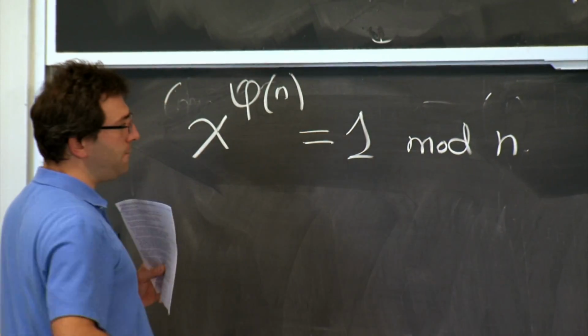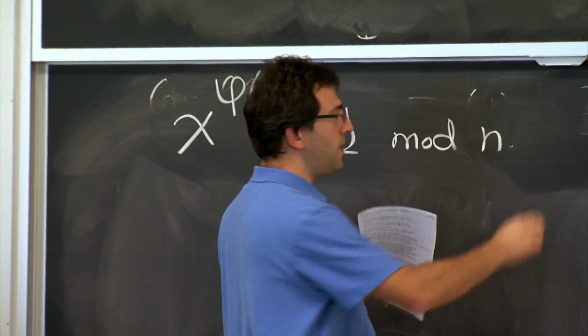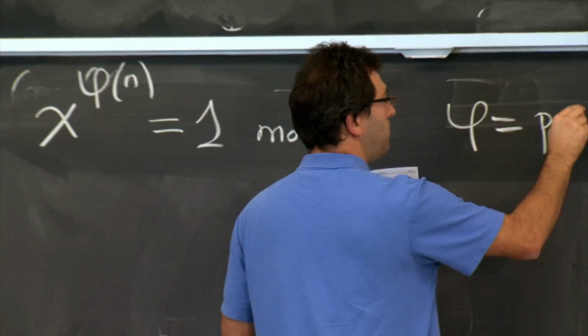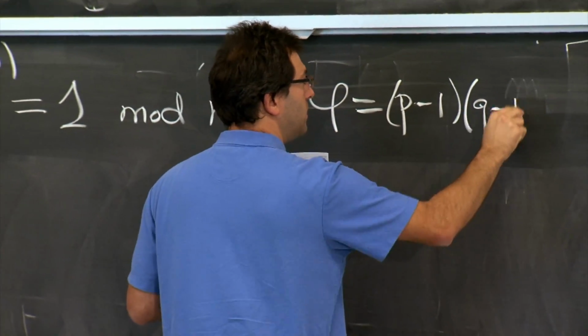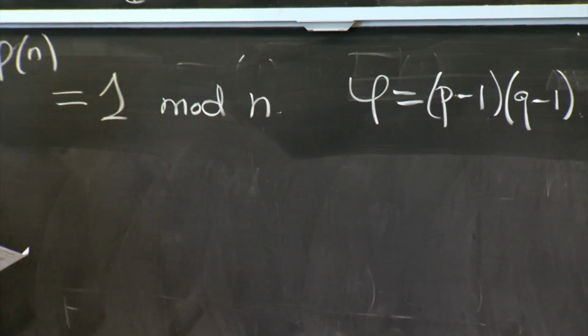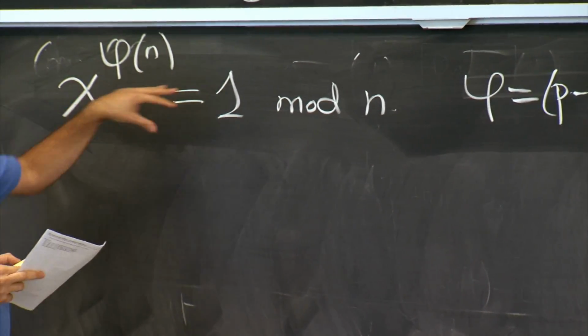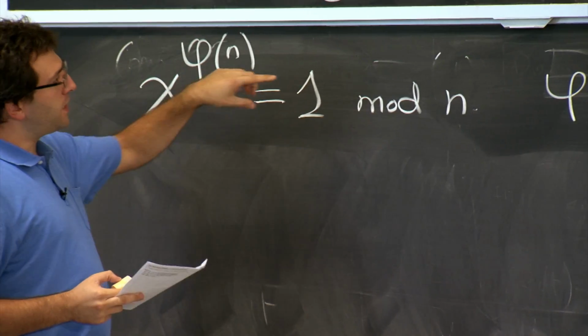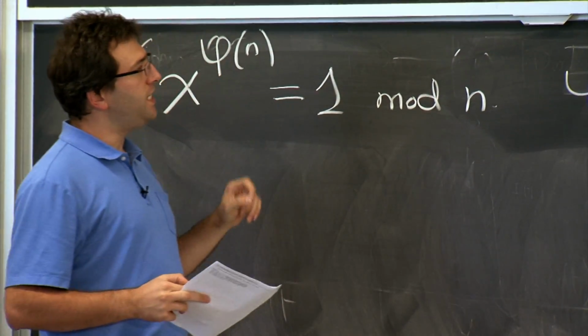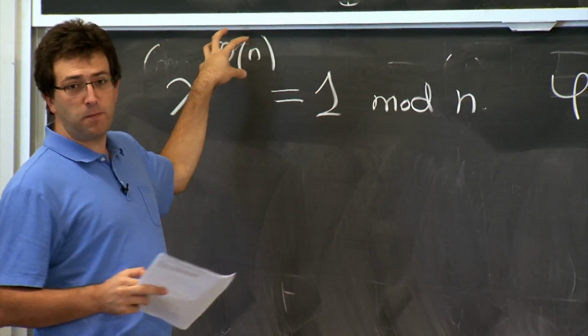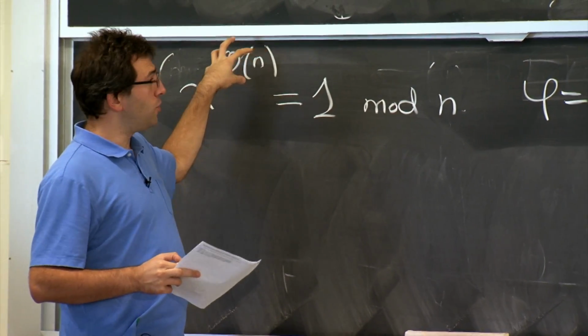And this phi function for our particular choice of n is pretty straightforward. It's actually p minus 1 times q minus 1. So this sort of gives us hope that maybe if we pick E and D so that E times D is 5n plus 1, then we're in good shape.